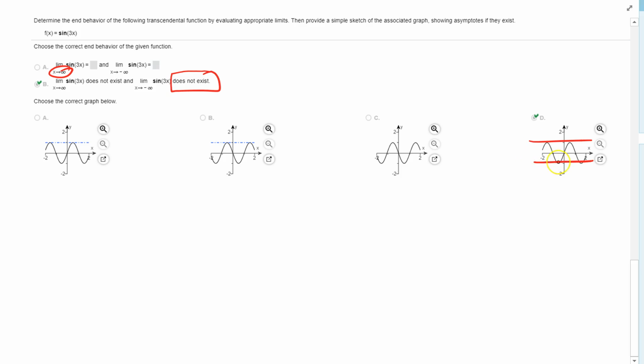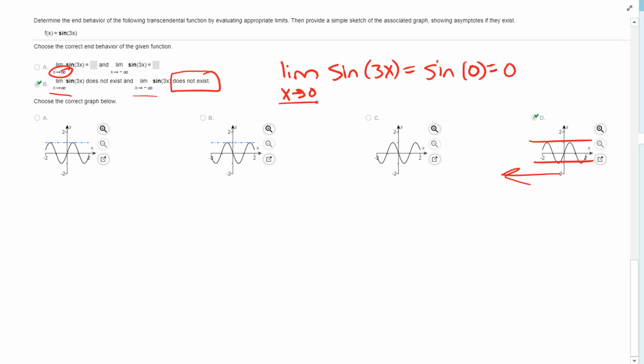So visualizing the graph, you can see it doesn't tend to anything. It's periodic, so therefore there's no limit as x goes to infinity or x goes to minus infinity. It's going to oscillate between plus or minus 1 the whole time. But if I wanted to say the limit as x goes to 0 of sine of 3x, that's just going to be sine of 0, which is 0. So there are some things to keep in mind there.